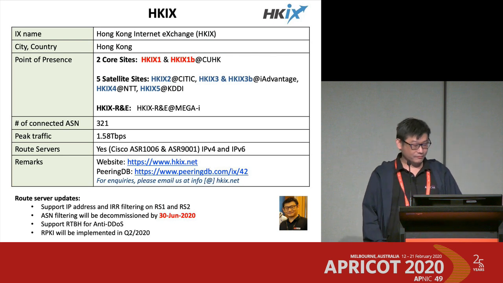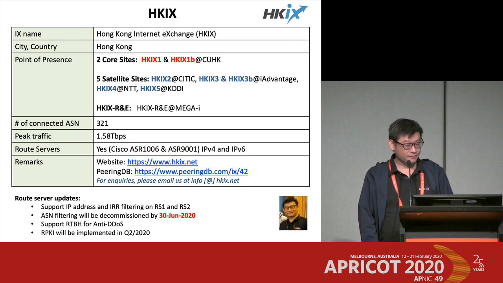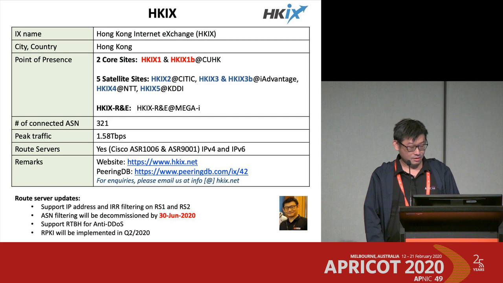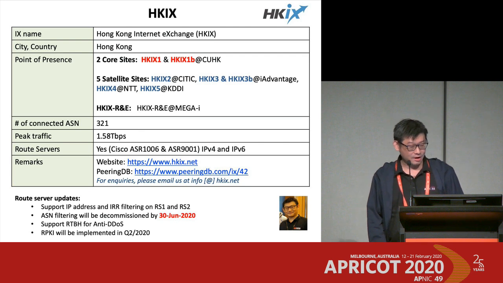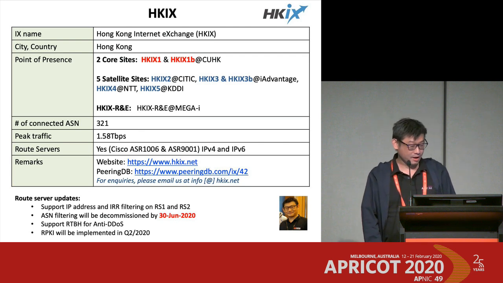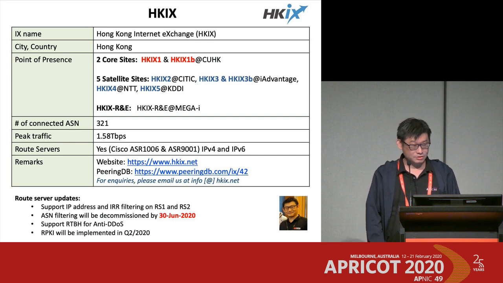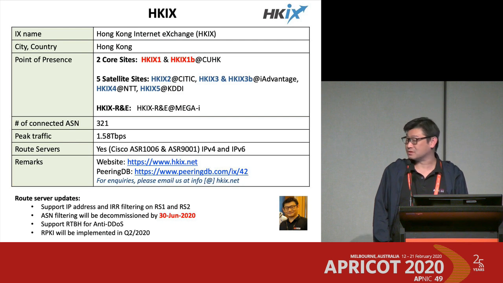Hi, I'm Kenneth from Hong Kong IX, and we have seven POPs in Hong Kong. Two of them are our core sites in CUHK, and another five are in data centers. HKIX3B is our new POP in Mega I, and we also have a research and education network in Mega I. The number of AS numbers connected is more than 321, and for the peak traffic, we have 1.5 terabit, and we just broke a new record a few weeks ago.